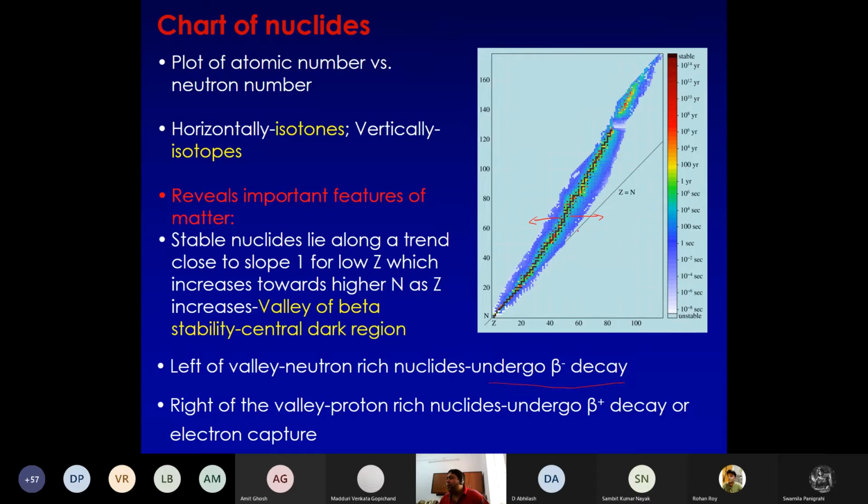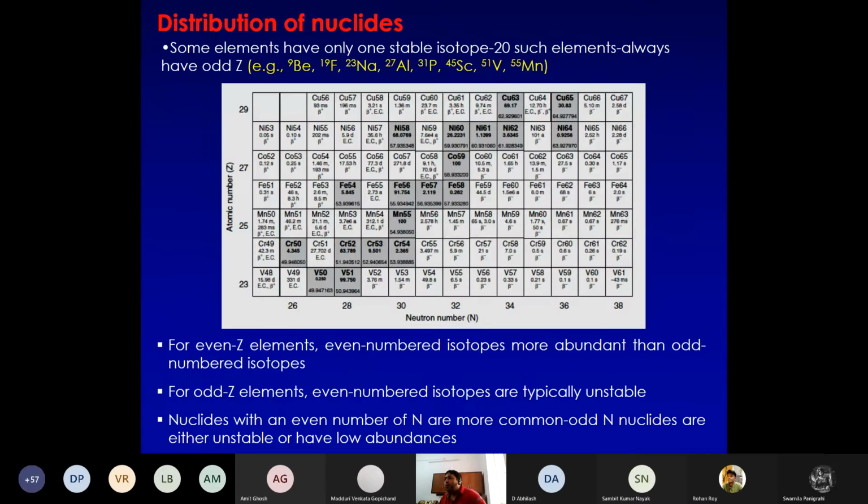So these nuclides on either side of the valley of beta stability are the unstable nuclides that undergo radioactive decay. They may be either proton rich or neutron rich, and depending on whether they are proton or neutron rich, they undergo some sort of isobaric decay. Now, if you look at the distribution of nuclides in the nuclide chart, there are some very interesting features.